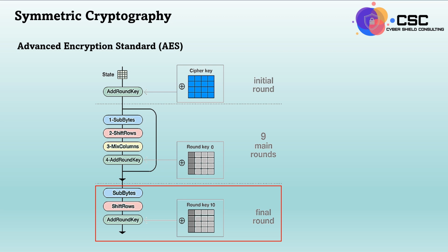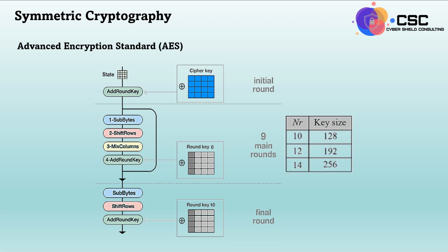Now that we have explored the AES encryption process, let's discuss how the key size affects the number of encryption rounds. AES supports 3 different key sizes, each offering a high level of security and requiring a different number of encryption rounds. AES 128 uses a 128-bit key and performs 10 rounds of encryption. AES 192 uses a 192-bit key and performs 12 rounds of encryption. AES 256 uses a 256-bit key and performs 14 rounds of encryption.